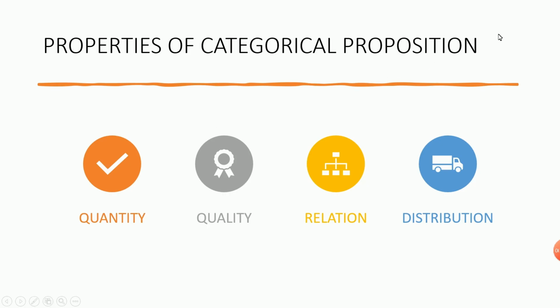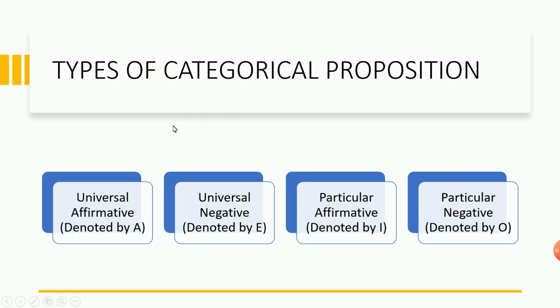Whenever a categorical proposition occurs, these four properties should be there. So next comes the types of categorical proposition. See here, only these four types. I think in the upcoming class we will be seeing Venn diagrams, but in the earlier numericals, through syllogism, I have told you guys about the Venn diagrams. I hope you guys remember that.